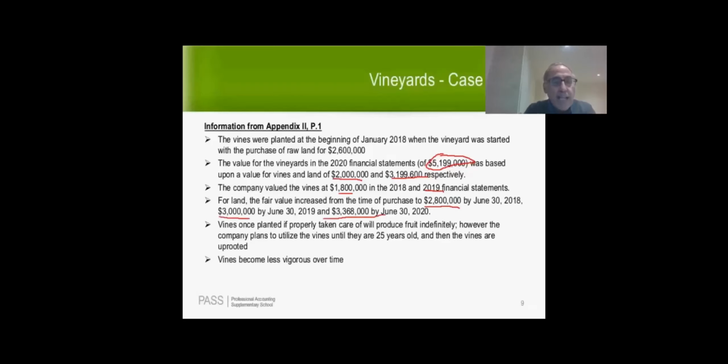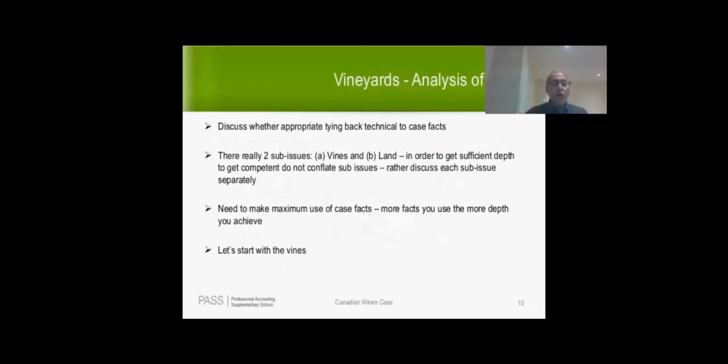Now, vines once planted and properly taken care of will produce fruit indefinitely. However, here's a big however, and this impacts the accounting. The company plans to utilize the vines until they're 25 years old, and then the vines will be uprooted. So for all intents and purposes, they have a 25-year life, not an indefinite life. And vines become less vigorous over time. That's why they depreciate. So what we need to do now is discuss whether the accounting treatment is appropriate, tying back to the case facts. We're taking the technical knowledge from the handbook and tying it into the case facts.